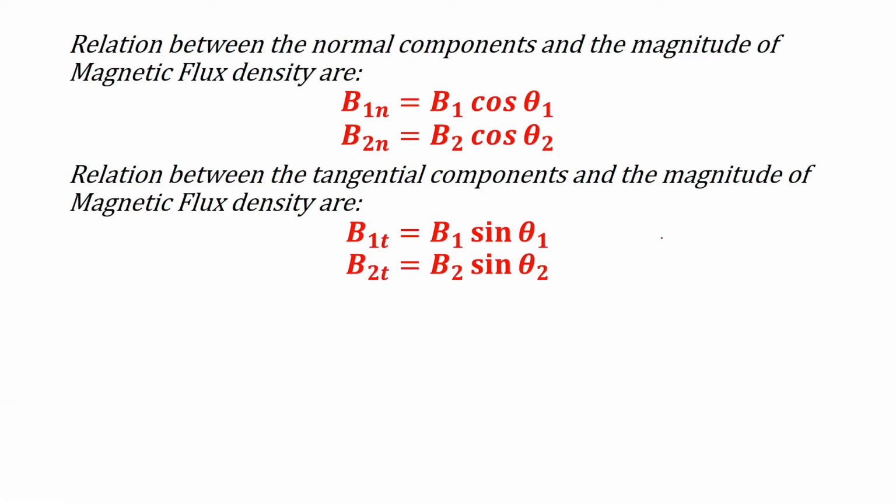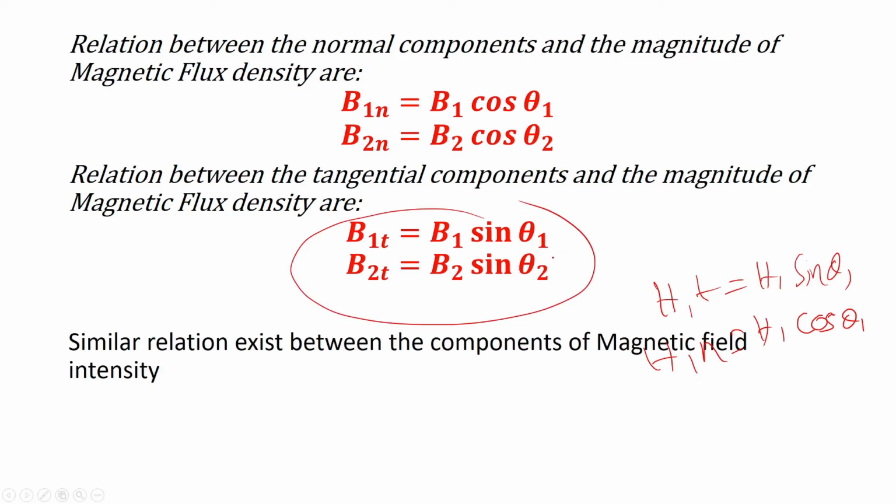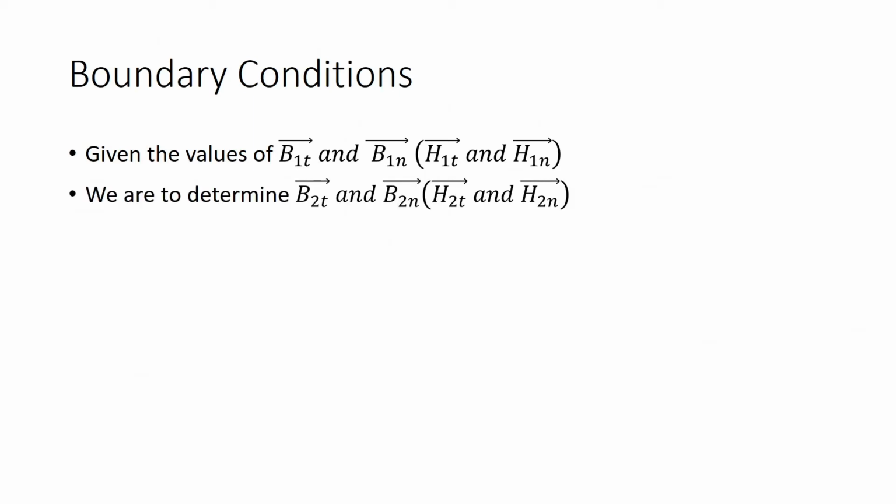Not just that, we can also write that H1T equals H1 sin theta 1 and H1N equals H1 cos theta 1. Right? So similar expressions can be written for magnetic field intensities as well. Now, to discuss the boundary conditions, the aim is to determine B2T and B2N or H2T and H2N if the values of B1T and B1N or H1T and H1N are given. This is pretty much the aim of the boundary conditions which we have discussed in the case of electric field problems as well.